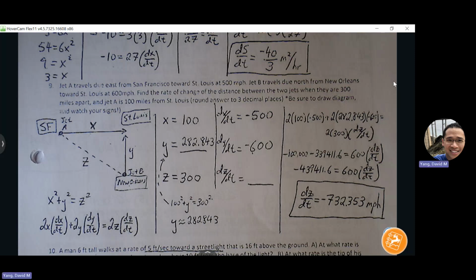Okay, after this, try number 10. It's the shadow problem with similar triangles.